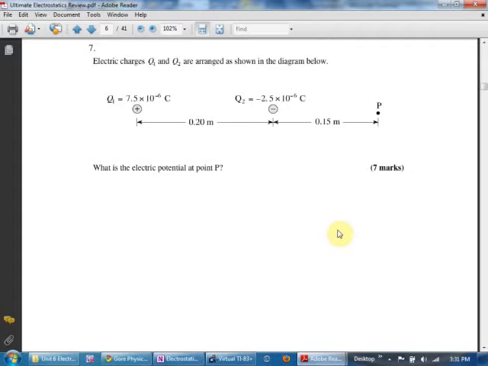The distance from the first charge, the one on the far left, all the way over to location P, looks like it's 0.35. I'd have to add the two small distances together. So I like number 7.